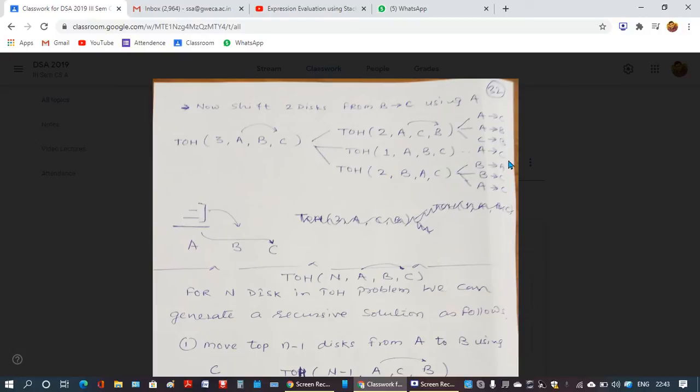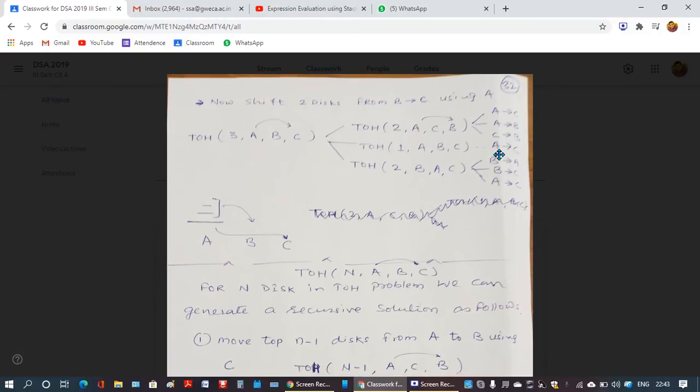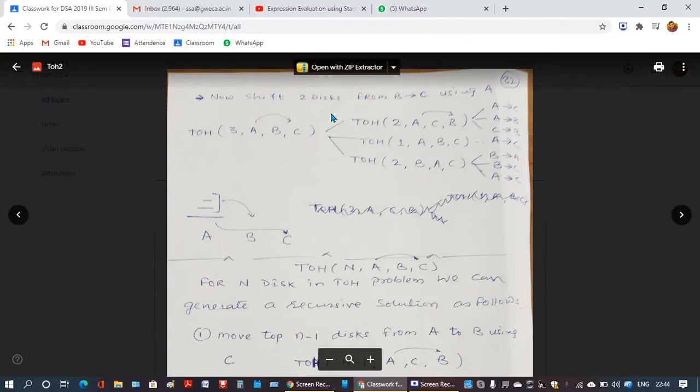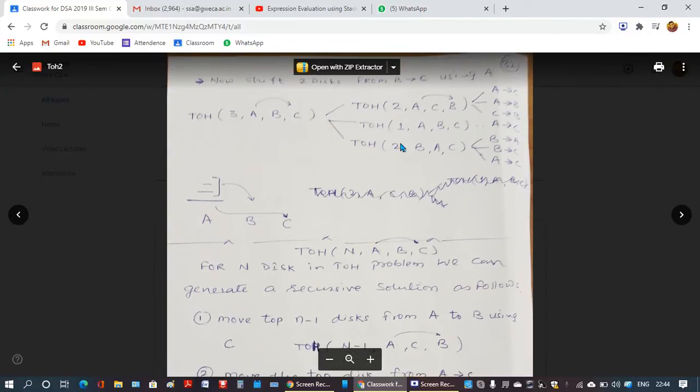Then one disk from A to C, so you can directly shift from A to C. And then two disks from B to C. So first you will shift one disk from B to A, then one disk from B to C, and then again back from A to C. So that disk will be shifted. So to solve the problem of three disks, we have divided this problem into three smaller problems of two disks, one disk, and two disks, and those problems are solved in this manner.